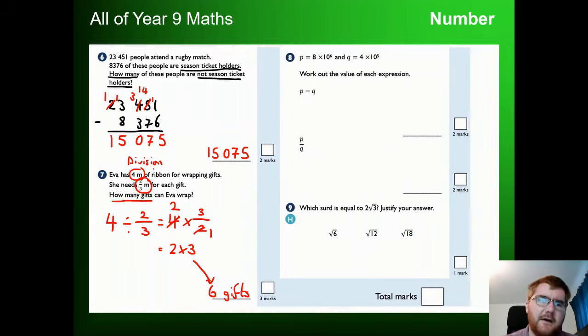Now we can check that by doing 2/3 plus 2/3 plus 2/3 6 times, and that should equal 4 if everything's worked out very nicely.